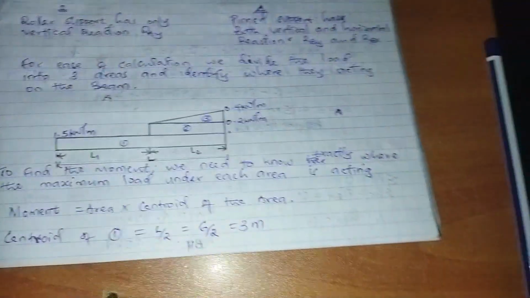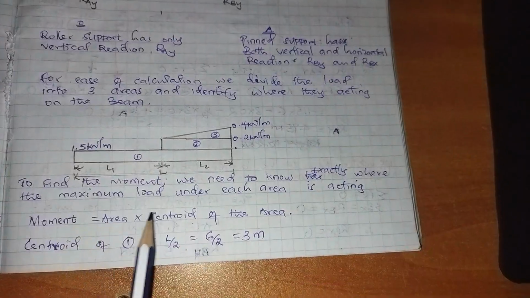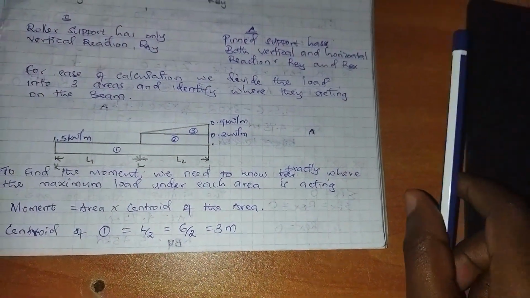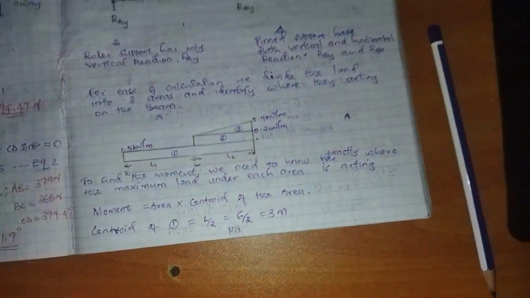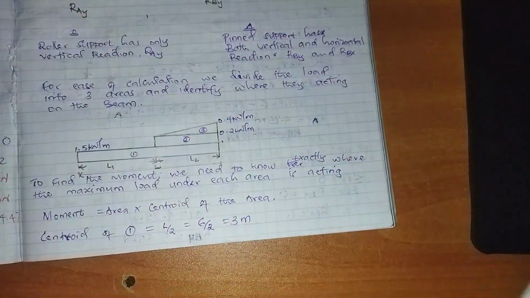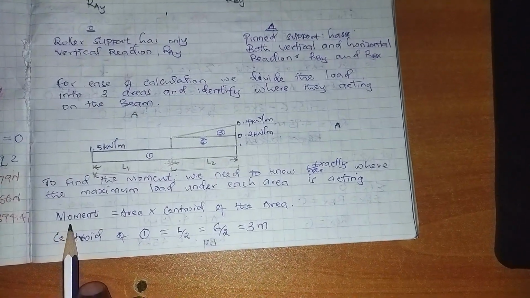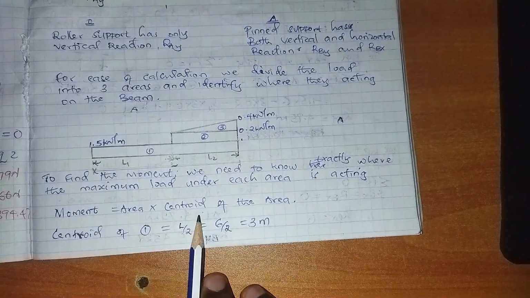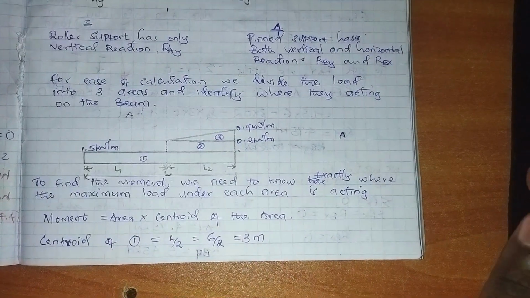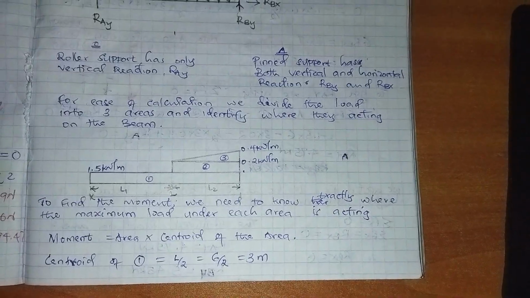And now to find the moment, we need to know exactly where the maximum load under each area is acting. And the moment is given by area times the centroid of the area. So what is a centroid? A centroid is like the center of an area.